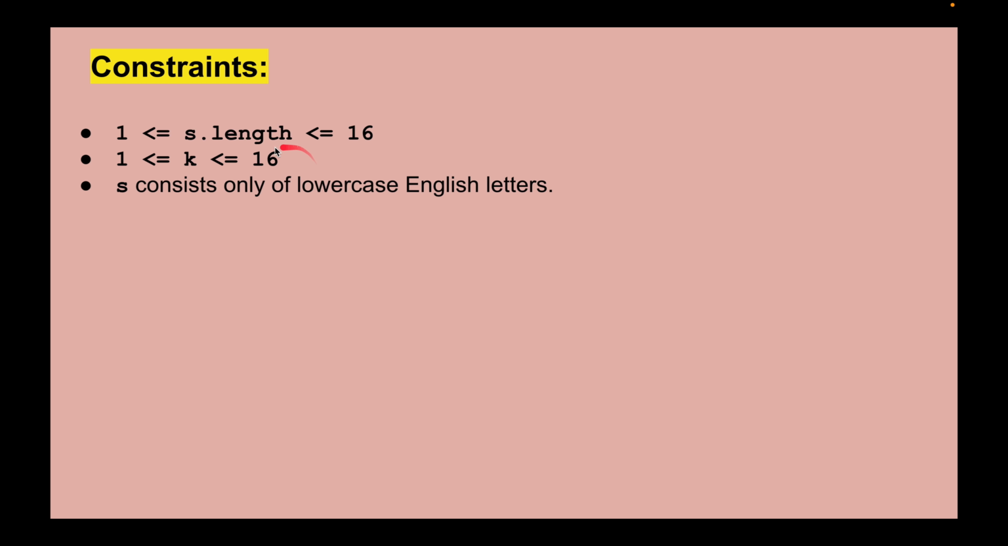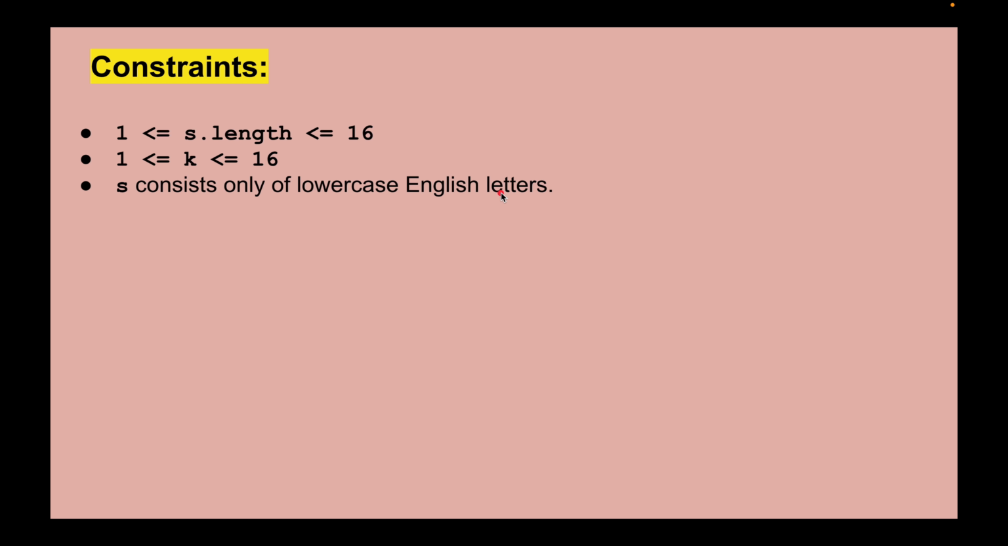Now just think about the constraint, because it is required. As you can see, the length of the given string will be greater than or equal to 1 and less than or equal to 16. The maximum number of characters will be 16. And k will also be from 1 to 16. So s consists only of lowercase English letters.